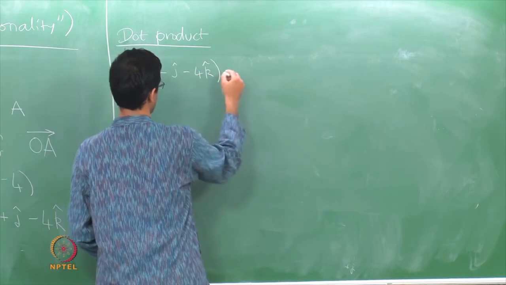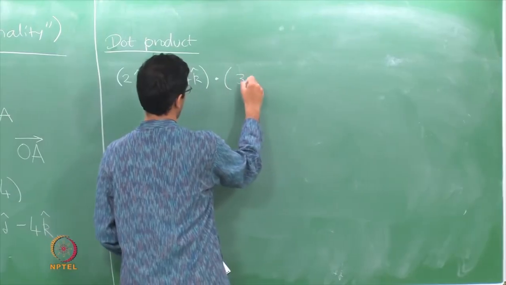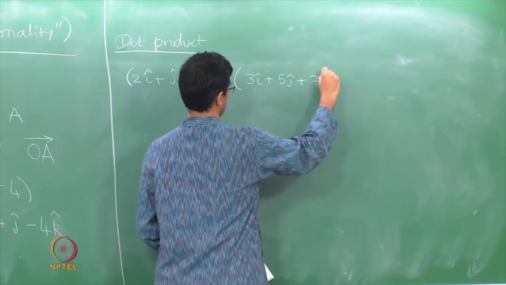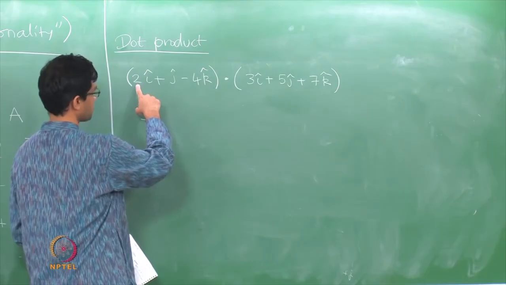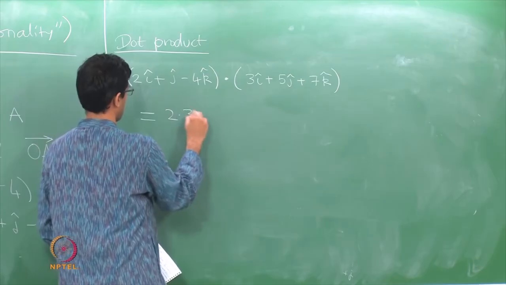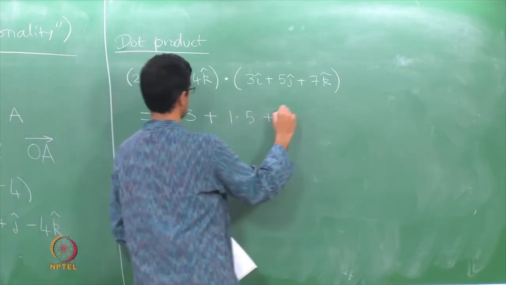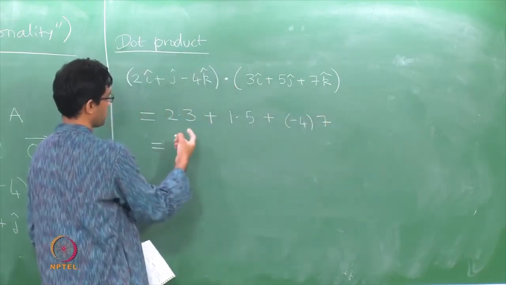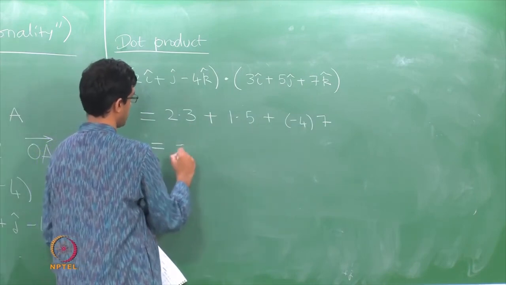That's a vector. The dot product, sometimes also called the scalar product, with, let's say, 3i plus 5j plus 7k, here's another vector. The dot product of these two vectors is defined as follows: you multiply the x components together, that's 2 times 3, plus the y components, 1 times 5, plus the z components, minus 4 times 7. So that's 6 plus 5, 11, minus 28, so that's going to be minus 17.